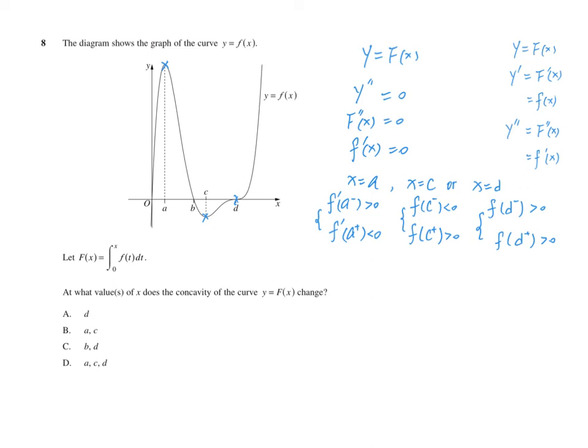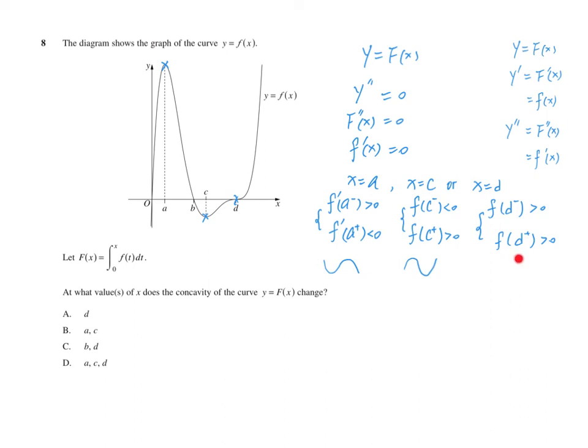And then let's check the concavity before and after a. Before a, the first derivative of f(x) is positive, and after a, the first derivative of small f(x) is negative. Therefore, the concavity of capital F(x) is changing from concave upward to concave downward. Similarly for point c, the first derivative before c is negative and after c is positive. Therefore, the concavity of capital F(x) is also changing at c from concave downward to concave upward.